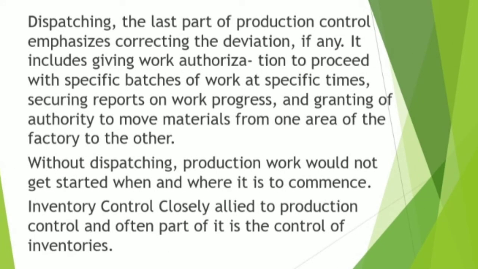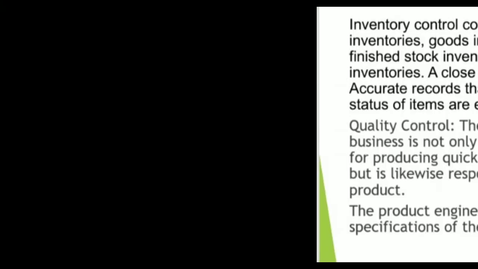Dispatching. The last part of production control emphasizes correcting the deviation, if any. It includes giving work authorization to proceed with specific batches of work at specific times, securing reports on work progress, and granting of authority to move materials from one area of the factory to the other. Without dispatching, production work would not get started when and where it is to commence.